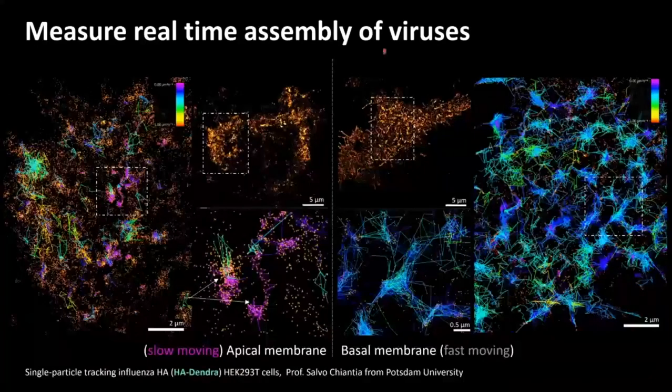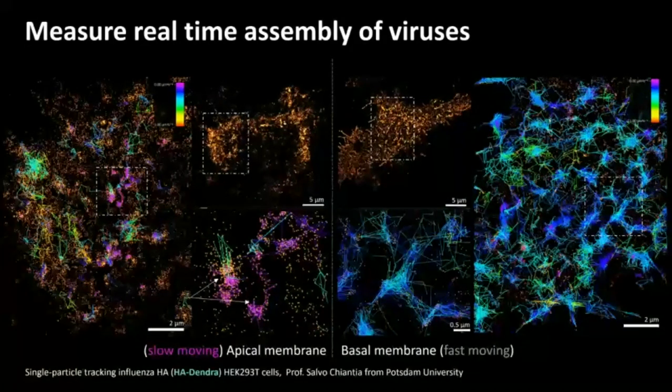Additionally, we can use single particle tracking to better understand the pathogenesis of viruses. And here we can measure the real-time assembly of viruses in a single cell by imaging the top or the bottom of the cell. And so at the apical membrane, if we look at the tracks of the viruses, we can see that they're slower moving compared to if we image them at the basal membrane. And this is really cool because this reflects the state the virus particles are in. And they're slower because they're being assembled at the apical membrane, which is a reflection of their slowed down diffusion coefficient.